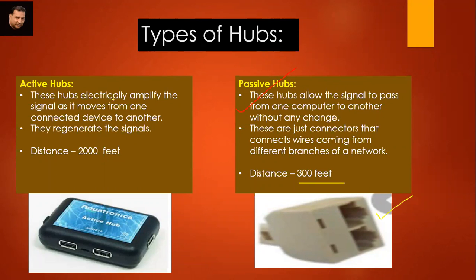Active hubs. These hubs electrically amplify the signal. So this is the advantage, it amplifies, huh? यहाँ नहीं हो रहा था, passive hub में. It electrically amplifies the signal as it moves from one connected device to another. So they regenerate the signals. That is why active hubs are capable of covering 2000 feet distance. And at the bottom, this is a device called active hub.